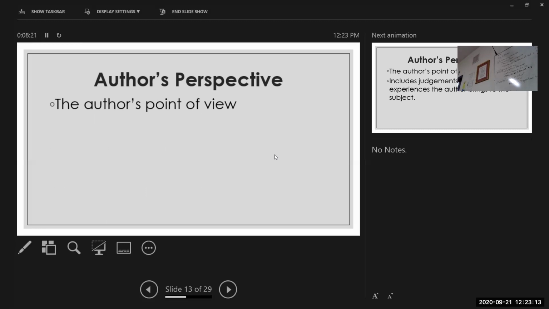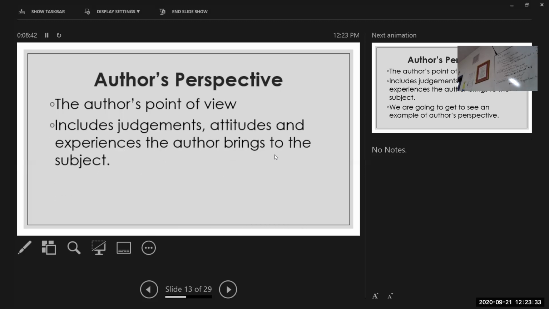So are they going to use pronouns like I, me, we, us? What do you think? Yes. So when you are going to actually write your own autobiographical narrative, you don't have to ask me, Miss Stewart, can I write it in first person? Yes, you can. It's an autobiographical narrative, okay? Author's perspective also includes the judgments, the attitudes, and the experience the author brings to the subject, okay?